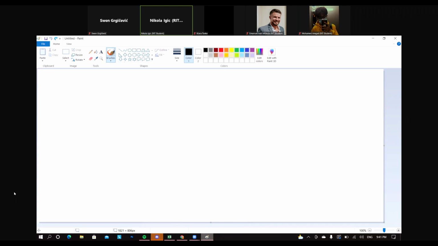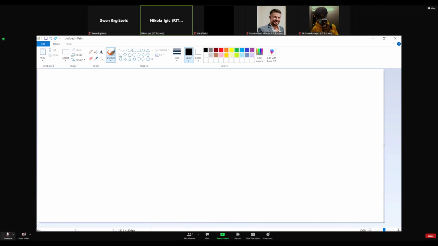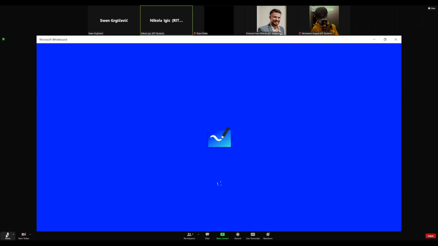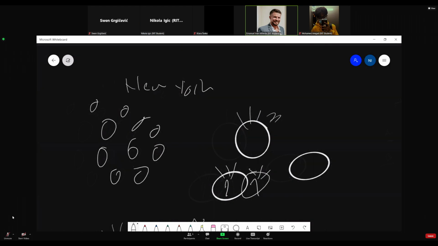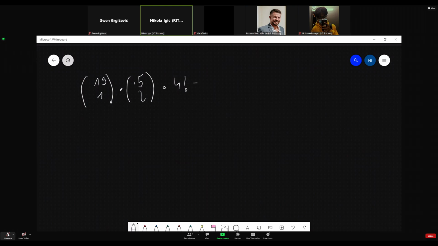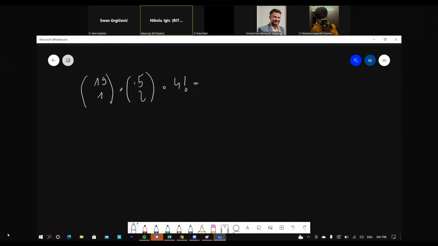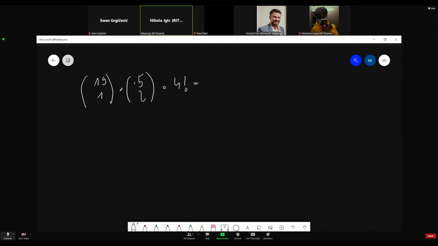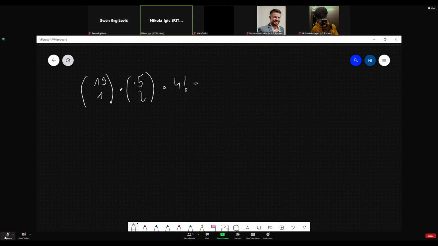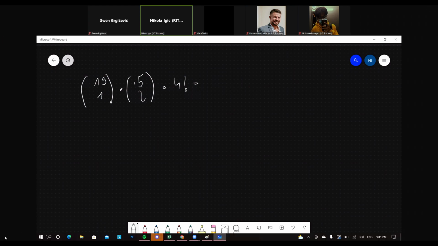Where is the whiteboard? There we go. I'm left with 4 factorial, and that's all. You just calculate it. Okay, does everybody understand what I did right now?